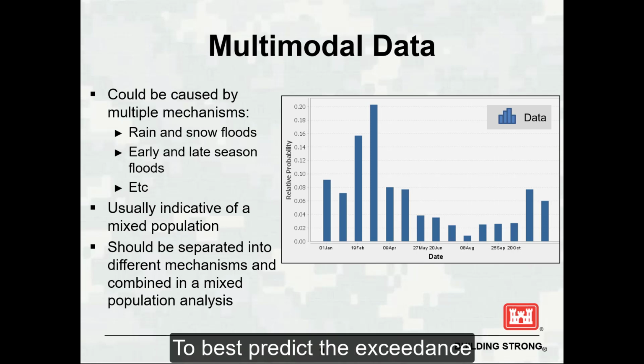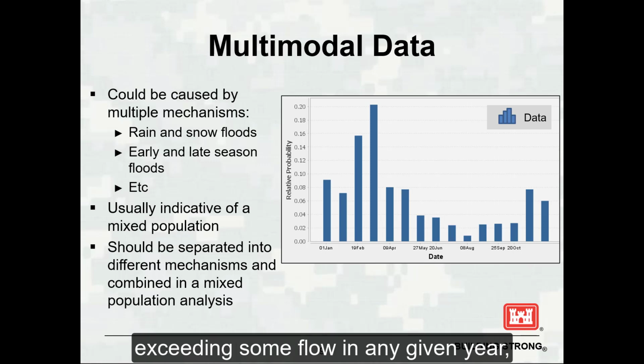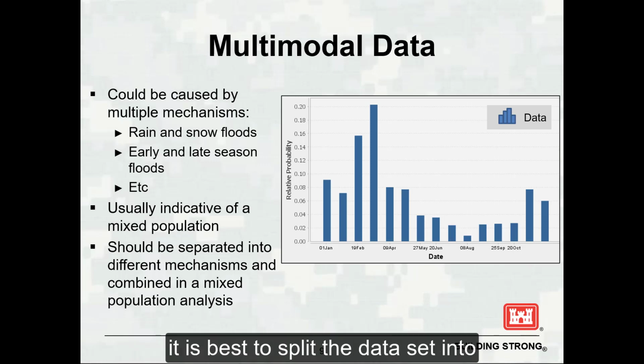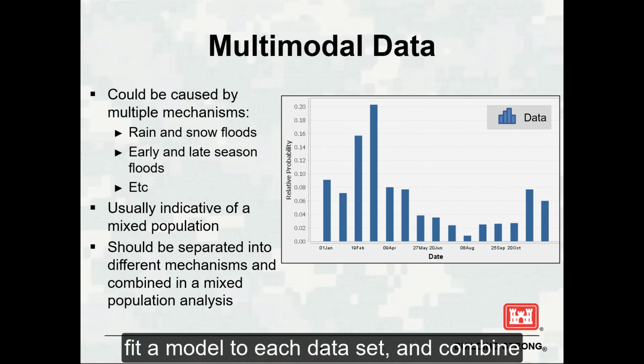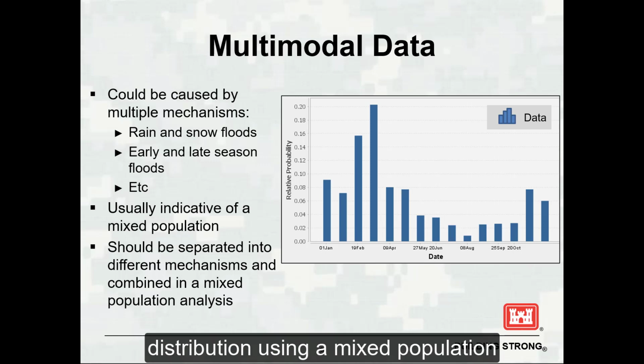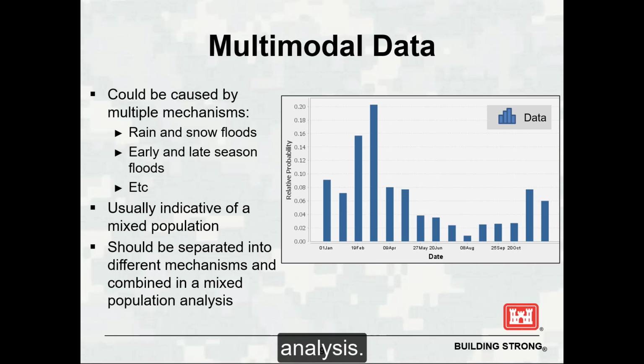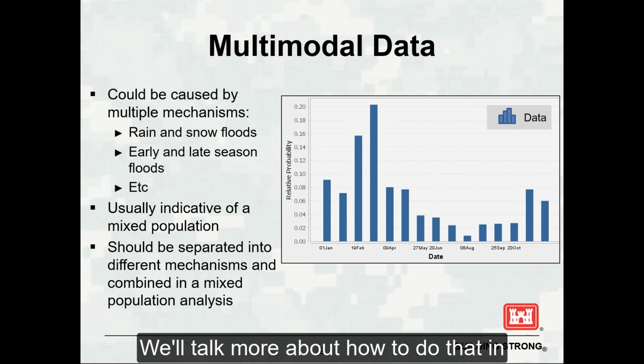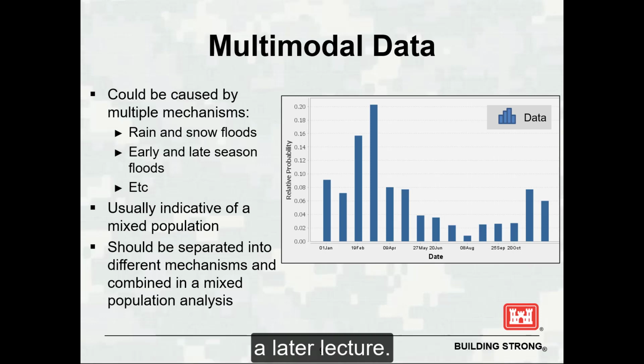To best predict the exceedance probabilities of flood quantiles of interest, for example, what is the likelihood of exceeding some flow in any given year, it is best to split the dataset into the individual mechanisms, fit a model to each dataset, and combine the results into a single probability distribution using a mixed population analysis. We'll talk more about how to do that in a later lecture.